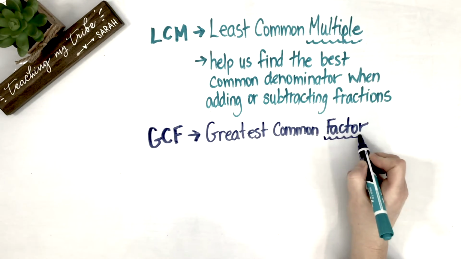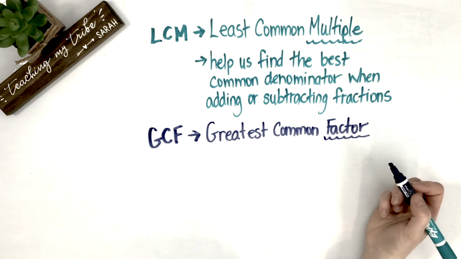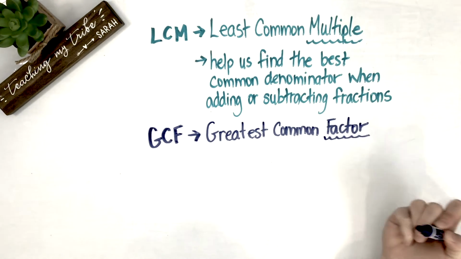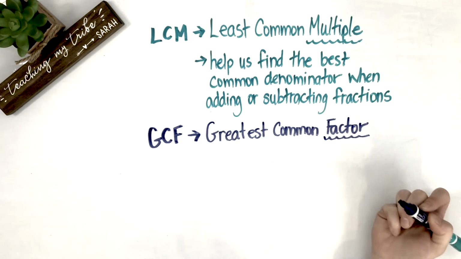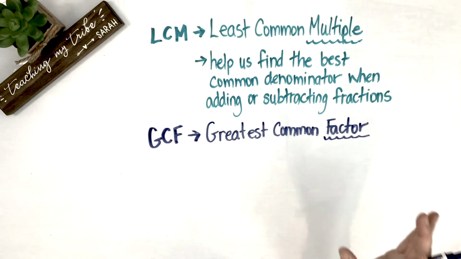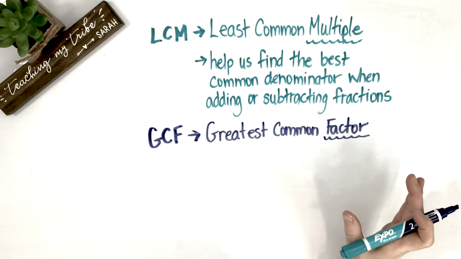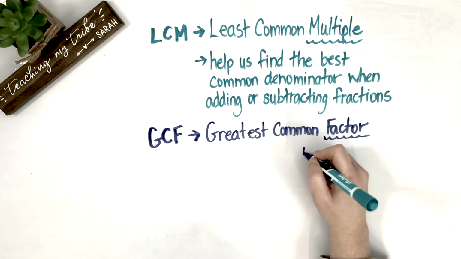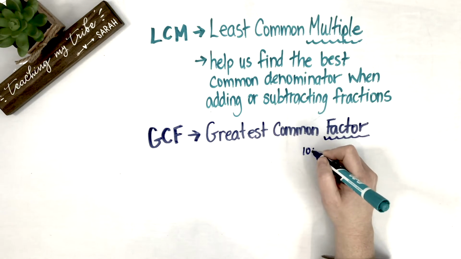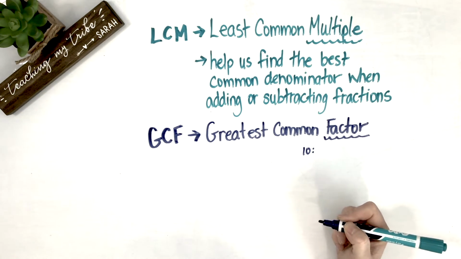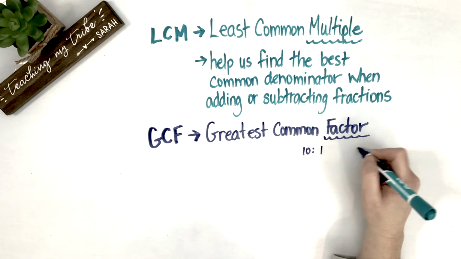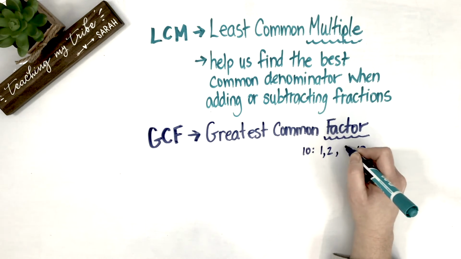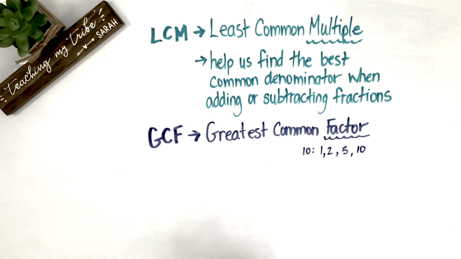What exactly is a factor? A factor is a number that multiplies with another number to give you a product. Every number has a specific number of factors. For example, the factors of 10 are all the numbers that multiply together to give you 10. So 1 and 10, 2 and 5. I'm just writing them in order from least to greatest.